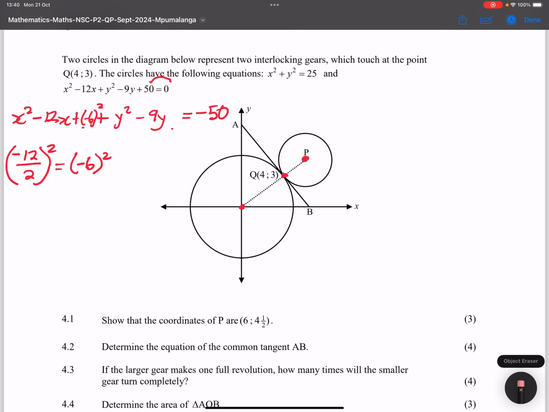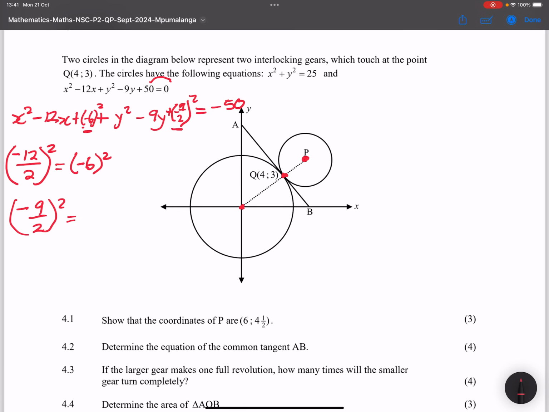Let's do the same with the negative 9. So that's negative 9 over 2, squared, right? I'm going to just write it as exactly that. So I'm adding negative 9 over 2 squared. And this is equal to negative 50 on the other side, right? Now, ladies and gents, please remember that I've added things that were not there in the equation before. So I have to do the same on the right so that I can cancel them out.